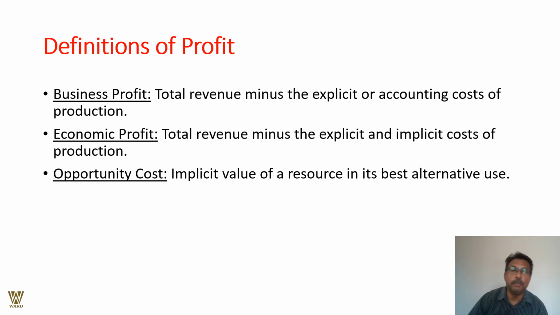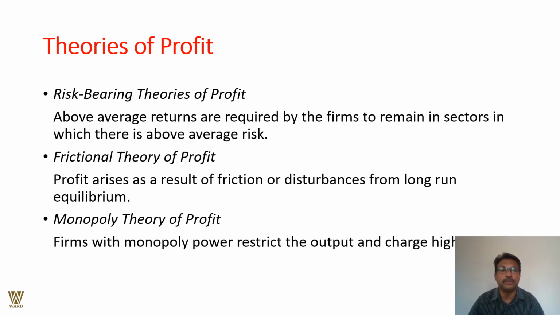And then we have the opportunity cost. The implicit value of the resources is the best alternative. As in, instead of tea, can you consume coffee? Instead of a soft drink, can you consume juice? They have their trade-offs as the values around it.